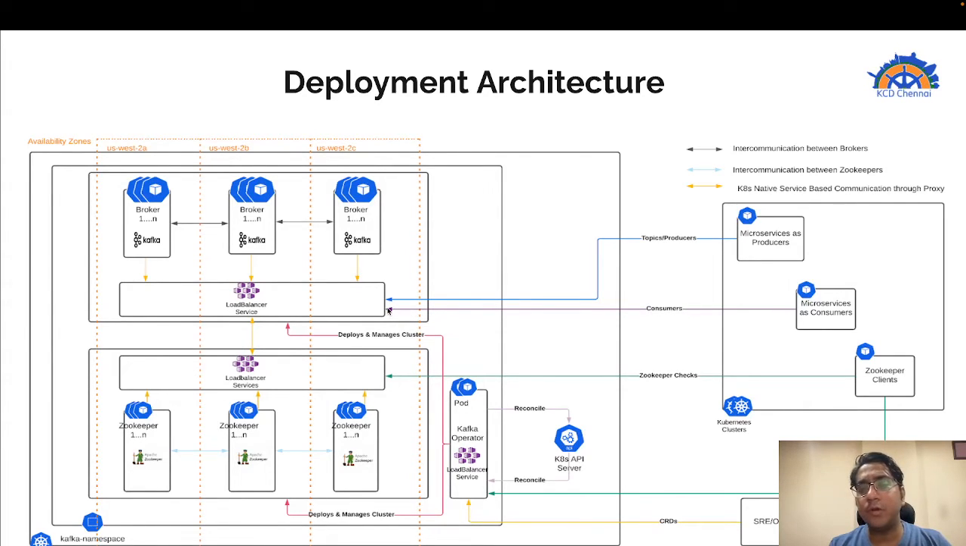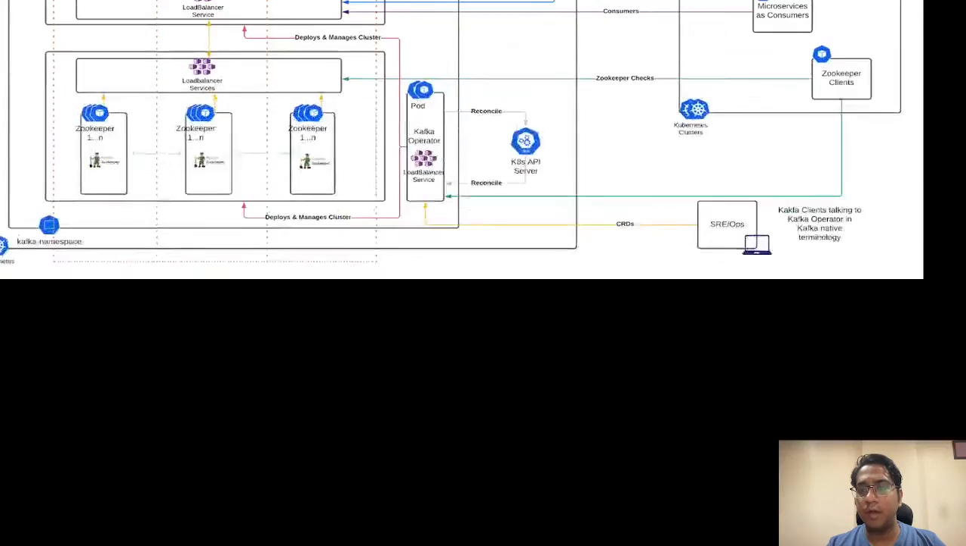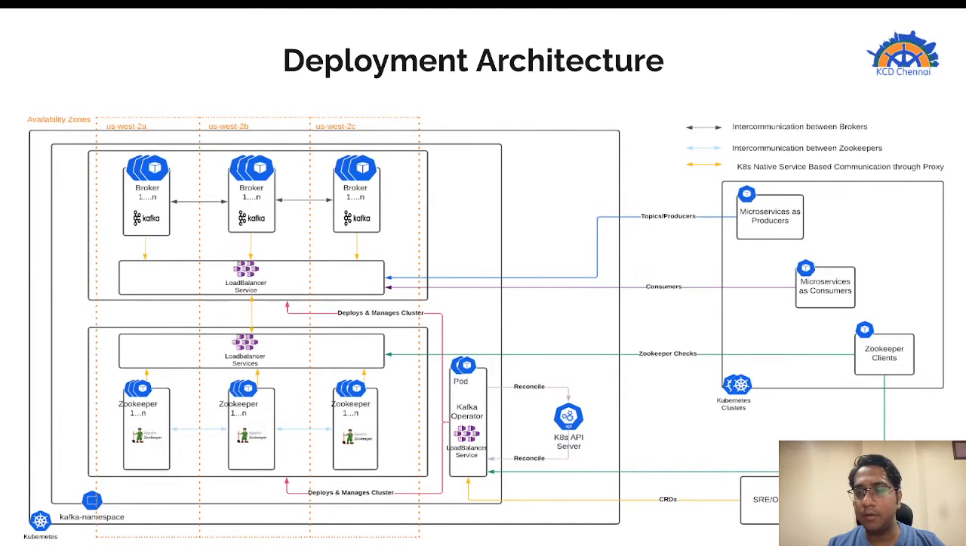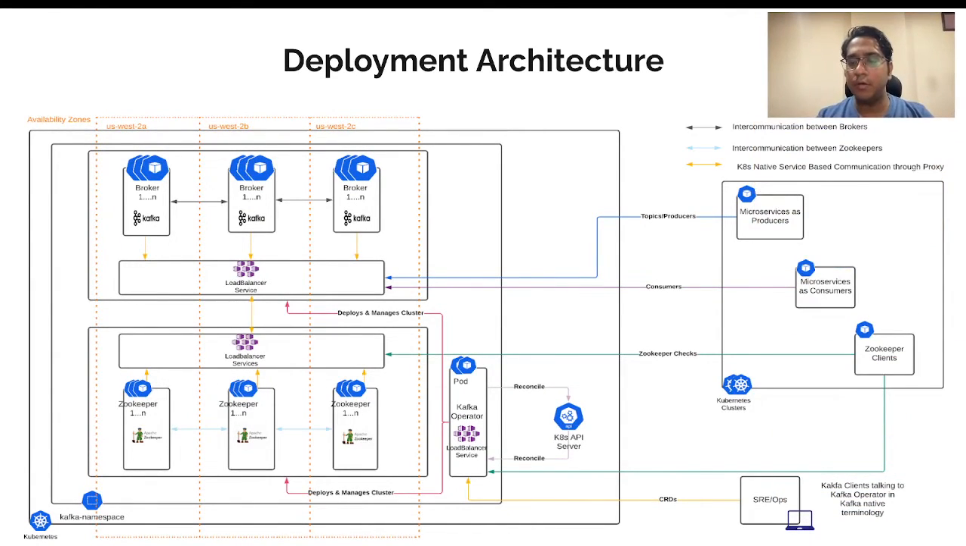Of course, there are different ways to expose this. The ideal production practice, typically in the AWS scenario, is to have both of these VPCs peered, and you mostly expose this NLB as an internal NLB, so that no outside access is granted. Only the applications can communicate with these load balancers. Similarly, you also have a scenario where your SREs can communicate more efficiently. Here you can see they will be talking directly to the operator.